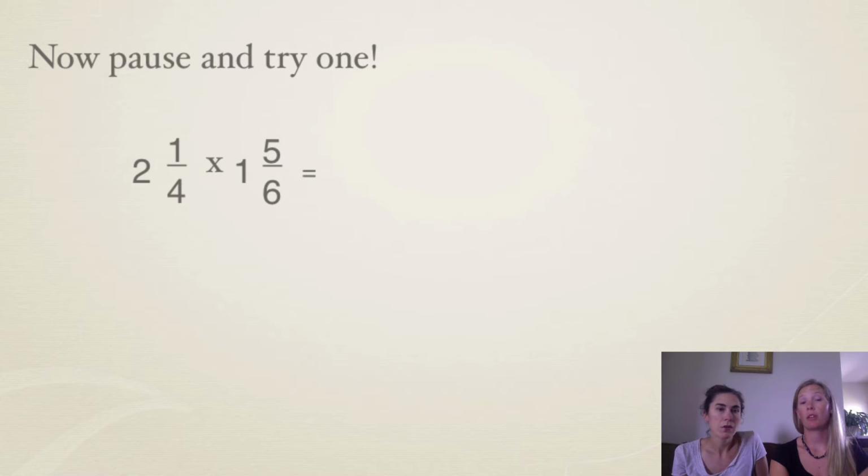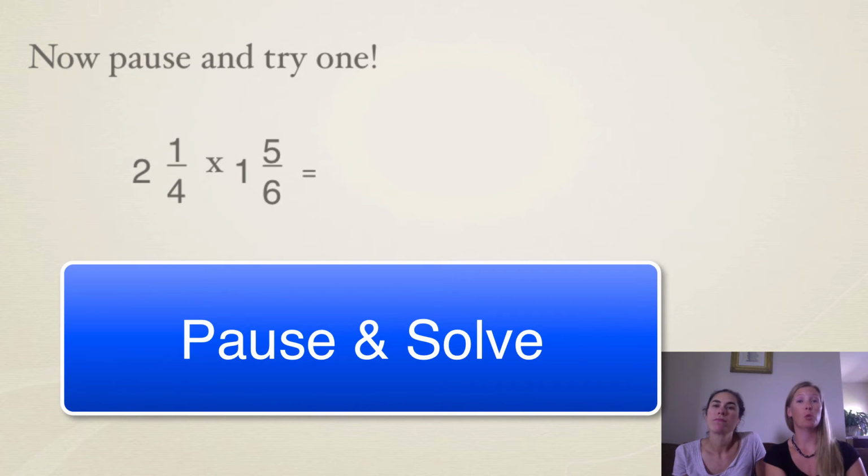Which means you get to try one on your own now. So this time you have 2 mixed numbers, but the steps still apply. So go ahead and pause this and try it. If you need to rewind, or even better, look back at your notes and look at the steps and use those to help you solve, and we will solve this for you in just a second.